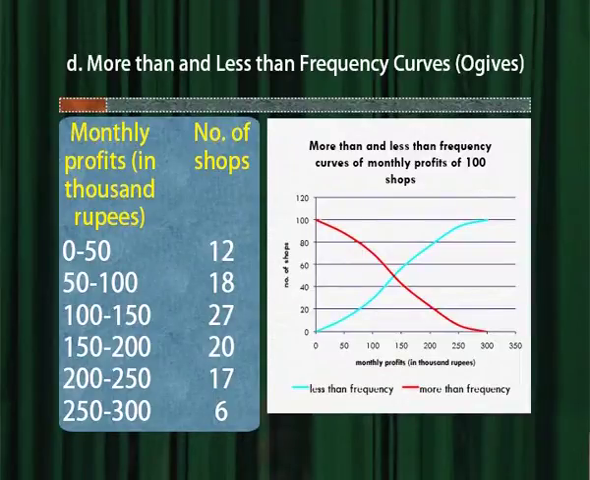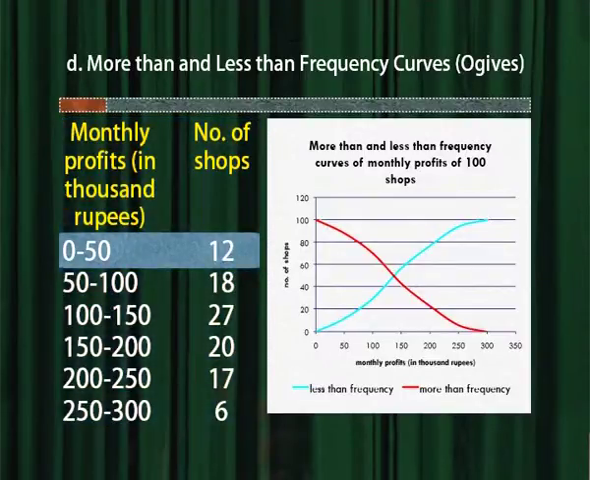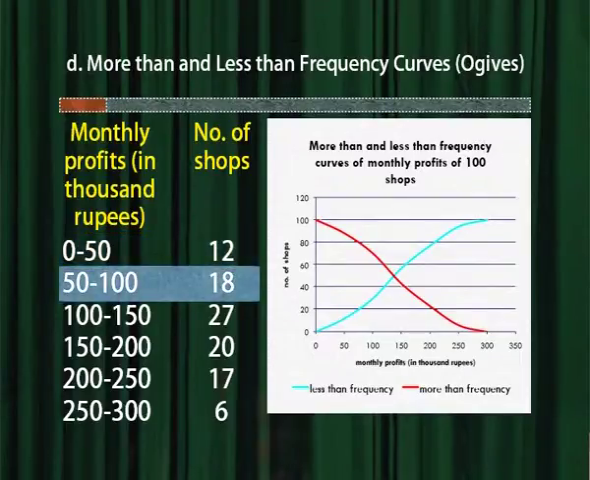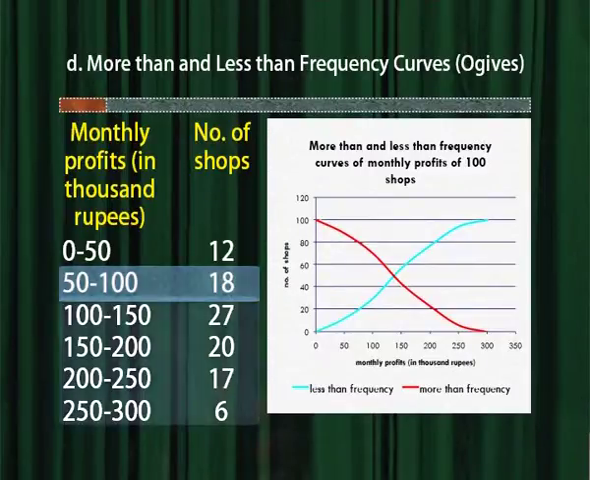Here we have an example of the monthly profit, given in thousands of rupees, of 100 shops. For example, here there are 12 shops whose monthly profit ranges from 0 to 50,000 rupees. There are 18 shops whose profit ranges from 50 to 100,000 rupees, and so on.